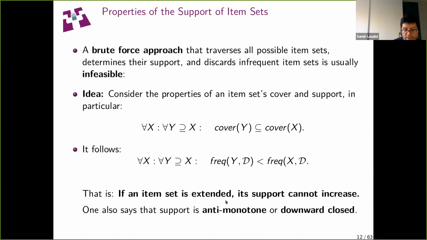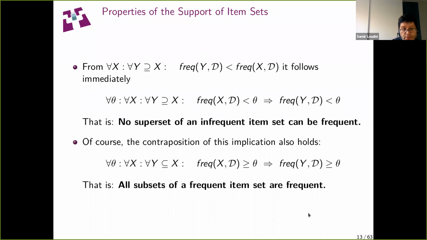If an item set is extended, its support cannot increase. So one can say that the support is anti-monotone or satisfies what we call the downward closure. This property is very important as we can infer the following relation. For example, if you have the following relations, the frequency of X is below the frequency of Y, such that X is a superset of Y.